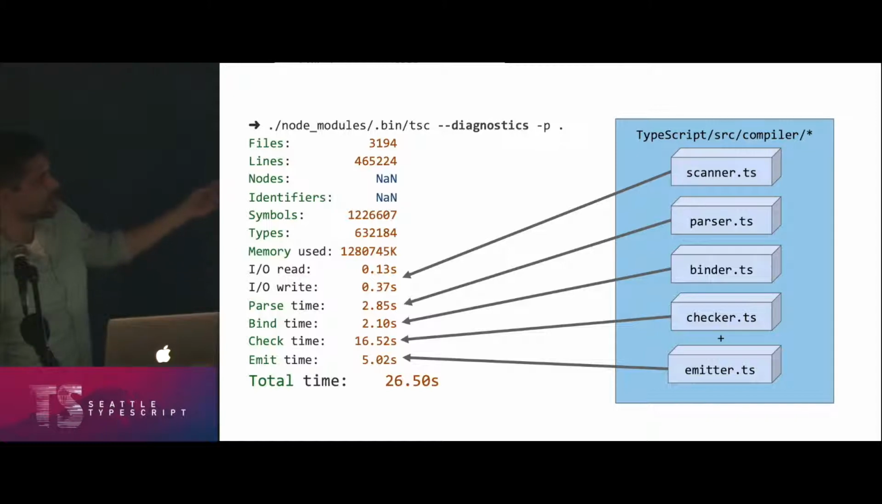So it looks like for this one, it didn't actually spend that much time in the first scanner, parser, and binder. But then if you look at how much time it actually spent in the checker, we're almost at 17 seconds, which makes sense because, again, that's where all the heavy lifting is taking place. Then another 5 seconds for the emitter for actually outputting all of the resulting JavaScript files.